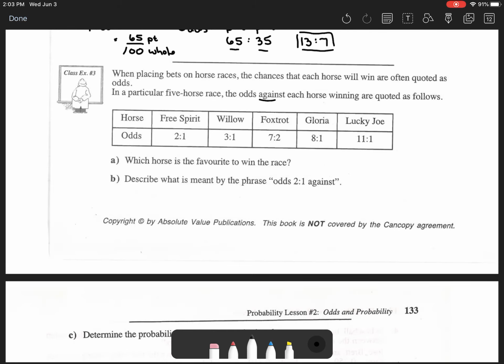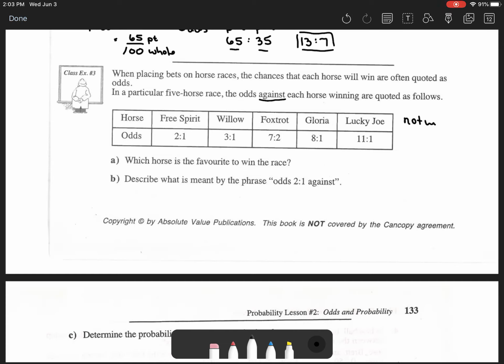So the odds against, okay, means this, right? The numbers when they're listed are basically telling you this: not win to win. Okay, that's what those numbers are telling you, because it's against them winning. So the first number is the number of times they will not win to the number of times they will win. So which horse is the favorite to win the race?